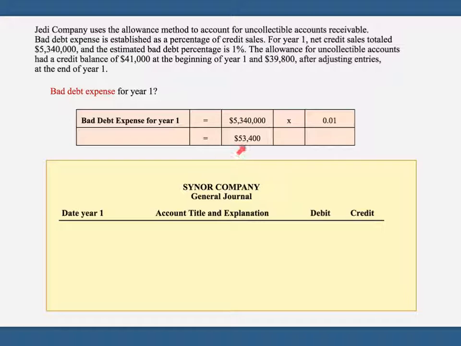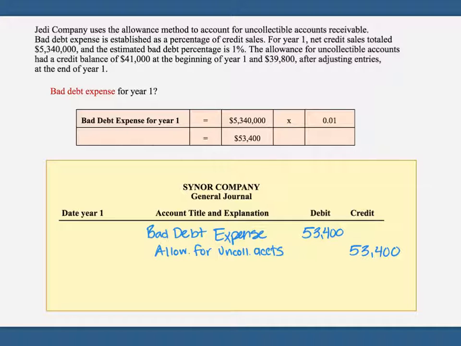Now that we have our bad debt expense, we can go ahead and make the journal entry. It's going to be a debit to bad debt expense for $53,400, and we will credit allowance for uncollectible accounts for the same amount, $53,400. So this is what we're estimating based off our net sales, how much we won't be able to collect.